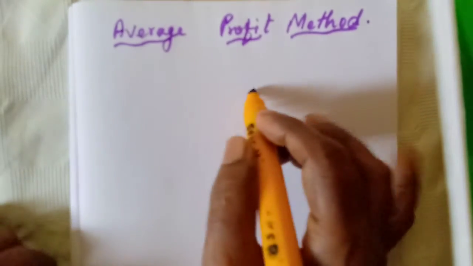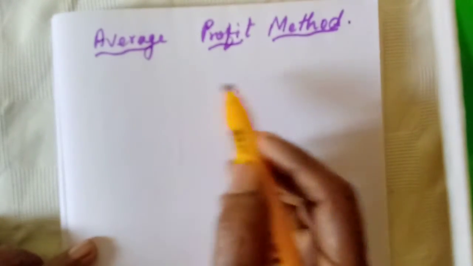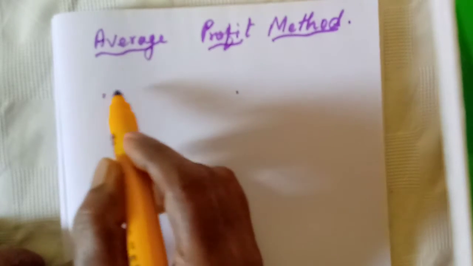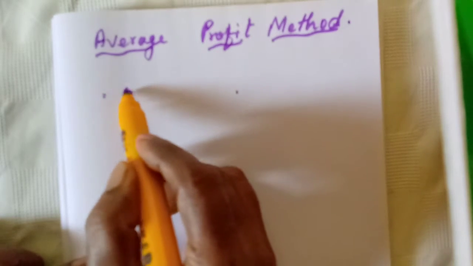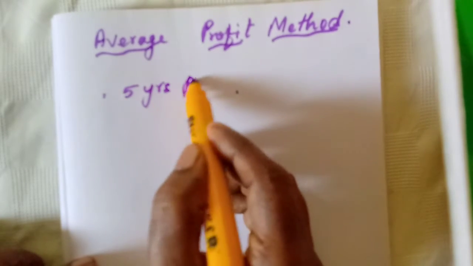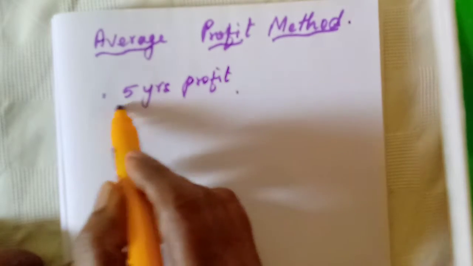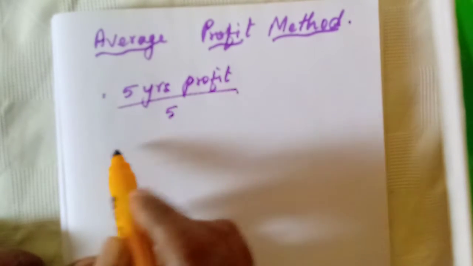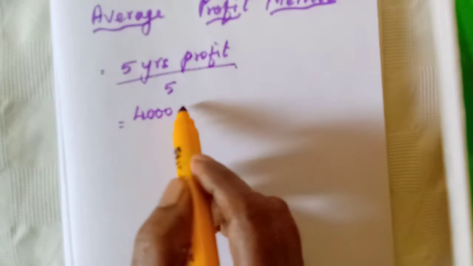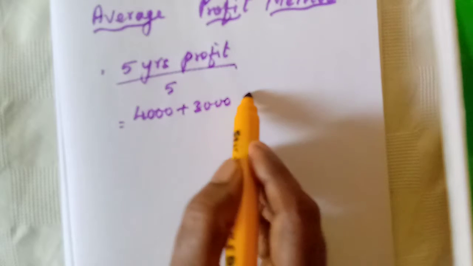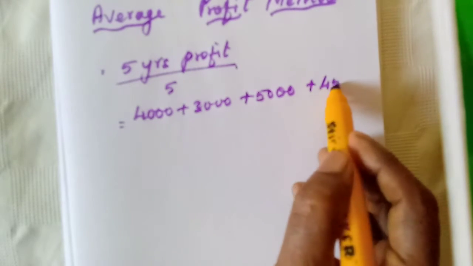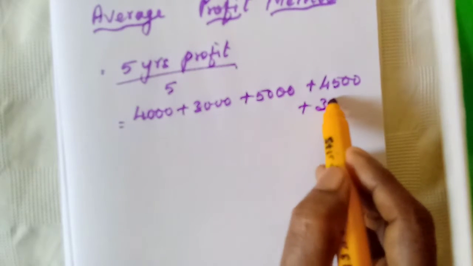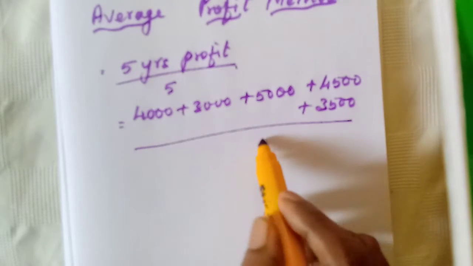So first we need to calculate the average profit. For example, the average profit for the last 5 years. Okay, 5 years profit. Then to calculate the average profit, we need to divide that profit by 5. That's all. If it is 4,000, 3,000, 5,000, 4,500, 3,500 divided by 5.